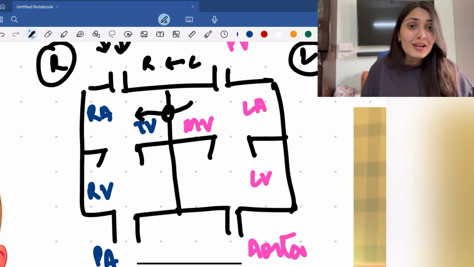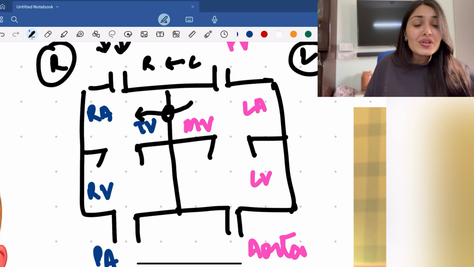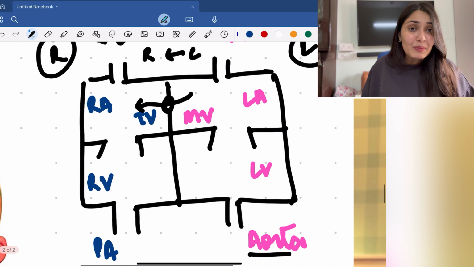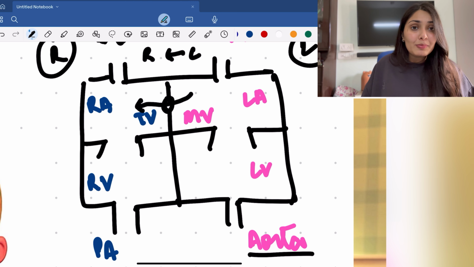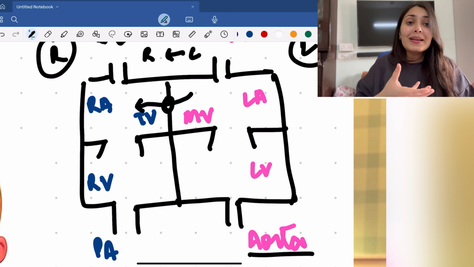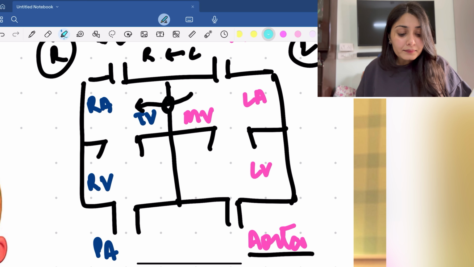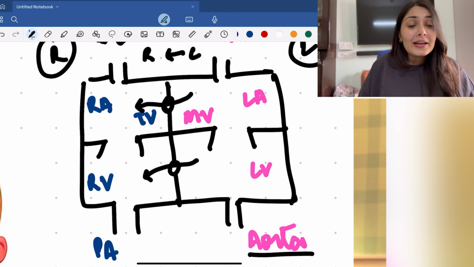So what will happen as a result of this left to right shunting? Some of the oxygenated blood from the left atrium will go into the deoxygenated side, that is the right side, and we all know the blood from this right side goes again for oxygenation into the lungs, right? So nothing would happen to my systemic circulation per se. My body will still receive oxygenated blood. It's just that some of my oxygenated blood is going into the right side, and the load on the right side has increased, right? Similarly, if I make a hole over here, again blood will go from left to the right side, right?